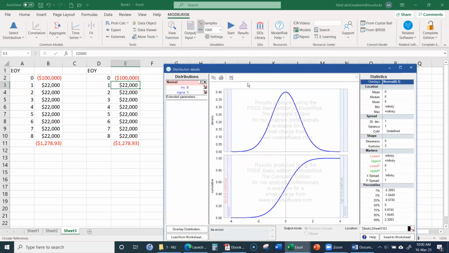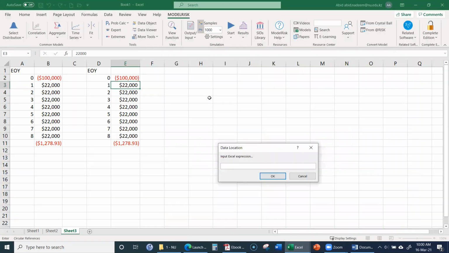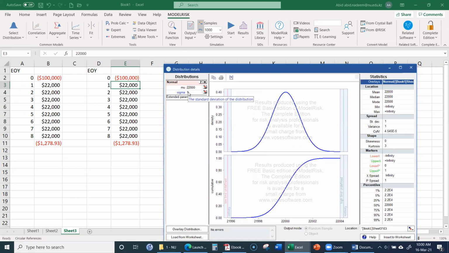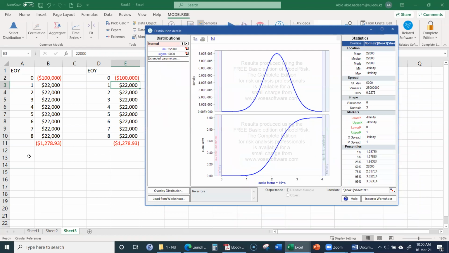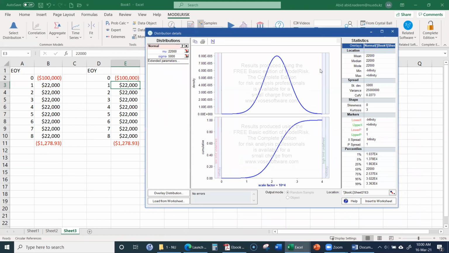In the normal distribution, now it is asking me to provide the value for the normal distribution, which is $22,000. So I will select this cell. And then next, it is asking me to provide the cell for the standard deviation. I did not put any standard deviation cell over here, so you can simply type the standard deviation as $5,000 over here. If you provide it in a cell, you can point it towards the cell as well.